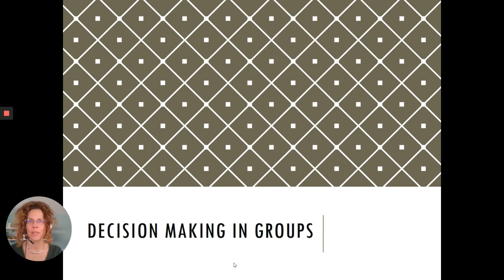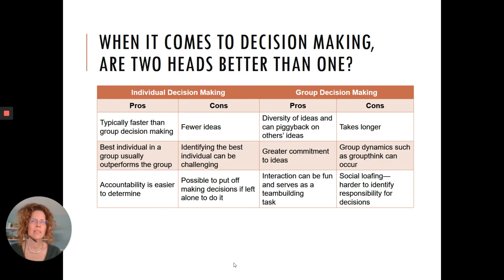That brings us to the second major topic of this part 2, which is decision making in groups. So when it comes to decision making, are 2 heads better than 1? Should we have groups make the decision or individuals? Well, on the individual side, the pros include individuals can make decisions faster than groups can. It's often the case that even in a group of people, there will be one person who frankly has more expertise, let's say, who could make a better decision than the group as a whole. Also, when it's one person making a decision, it's pretty easy to determine accountability. So we know who to blame if a bad decision has been made, and we know who to celebrate if a good decision has been made.